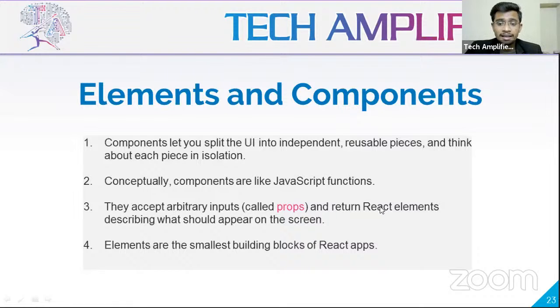And it returns a React element describing what should appear on the screen. React elements means it is going to return us JSX. So there will be JavaScript, and in it there will be tags, which will actually be components or elements. There will be a component, and inside it small elements, and those elements will render whenever we call the component. That is what a component is all about, and elements are the smallest building blocks of React apps. Now let me finish the next concept where we have actual code, and then we'll go back.